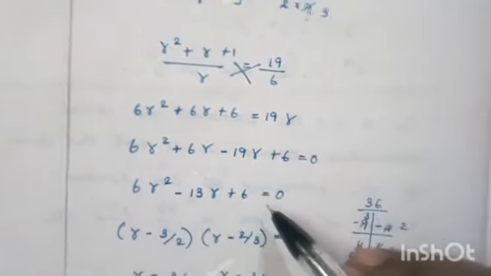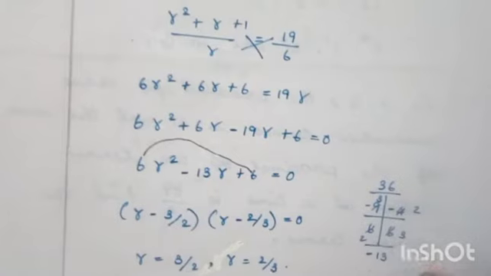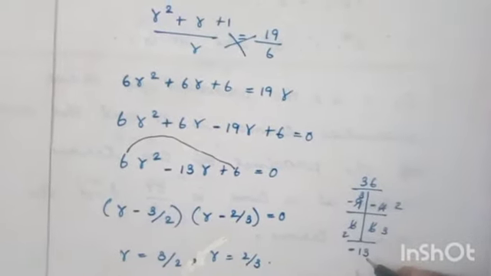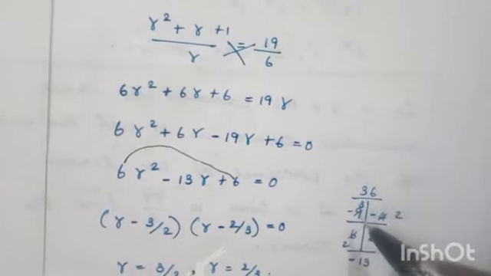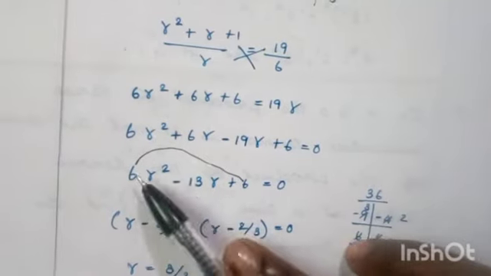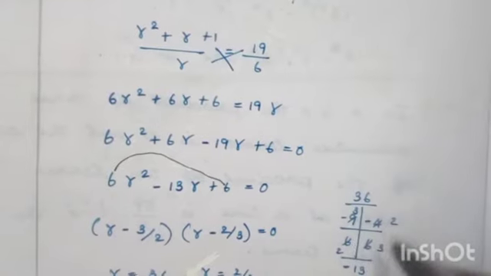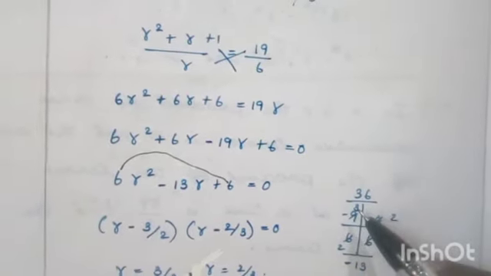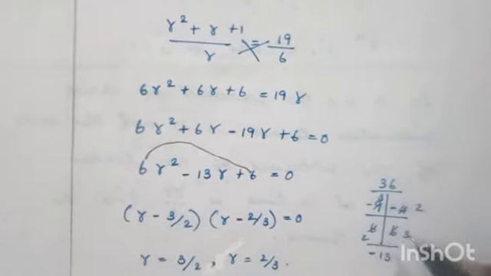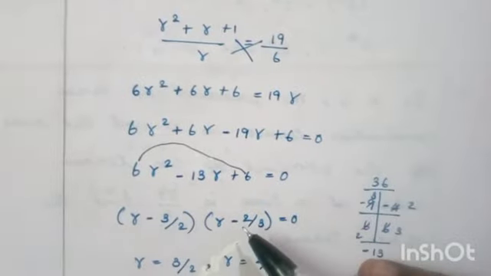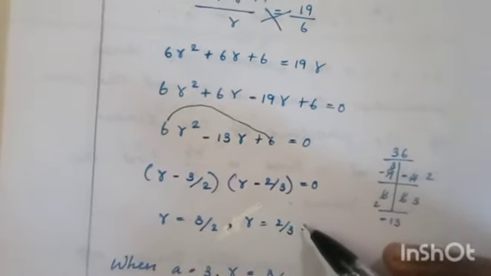Now find the factorization form: 6 into 6 is 36, and we need the sum to be minus 13. 9 4s are 36, and here we need minus, so use minus for both. In the beginning we multiplied by 6, so finally divide by 6: minus 9 by 6 minus 4 by 6. Cancelling is possible: 3 table, 2 3s are 6, 3 3s are 9; 2 table, 2 2s are 4, 3 2s are 6. After cancelling, r minus 3 by 2 into r minus 2 by 3 equals 0. So r equal to 3 by 2, r equal to 2 by 3.